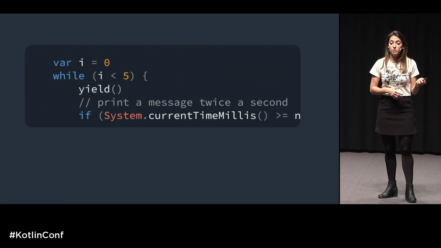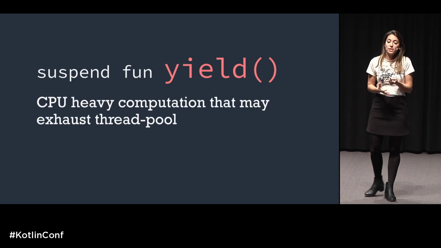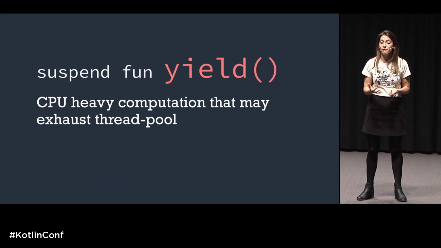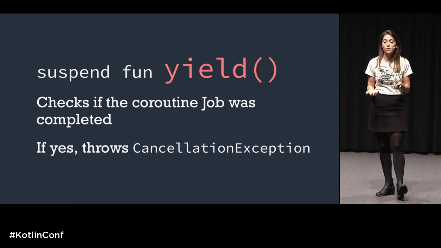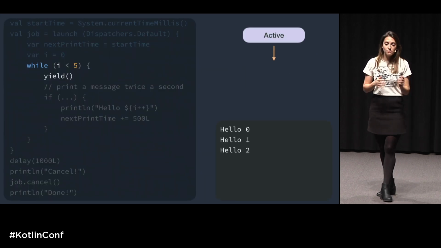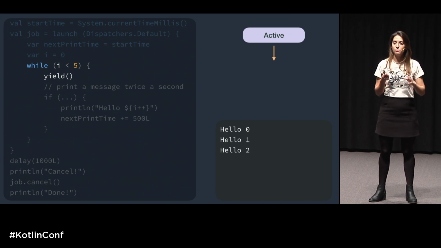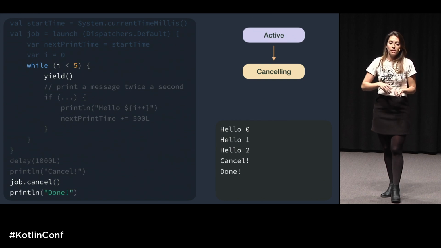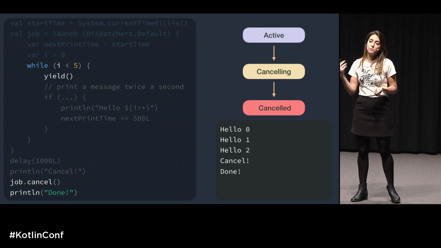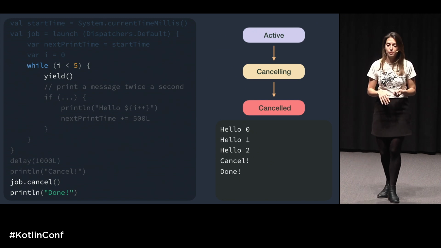If you want to use a suspend function, you can use yield. Just that yield does a little bit more than that. Yield is something that you should use when you're doing a CPU-heavy computation that may exhaust the thread pool. Yield also checks whether the coroutine job was completed, and if yes, it will throw the cancellation exception. So this means that if we put this yield method inside our while, we have our first hellos in active, then cancel gets called, and our coroutine gets in the canceling state. But then, because we have that yield, automatically we get to the canceled state, because yield will be the one that checks, hey, am I canceled? Yes. So it will just stop.